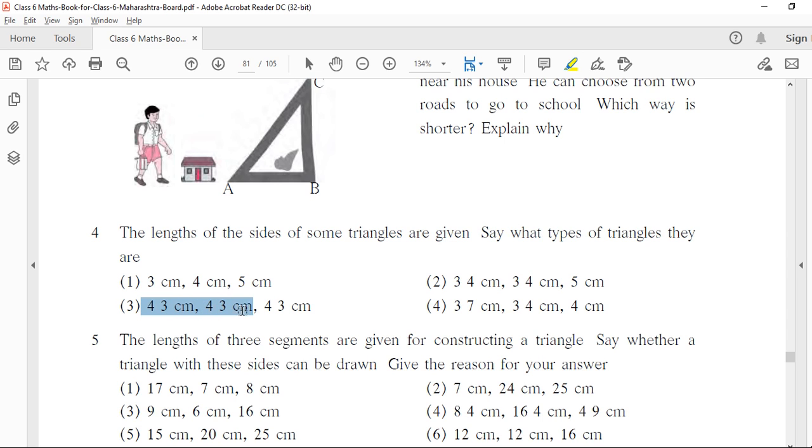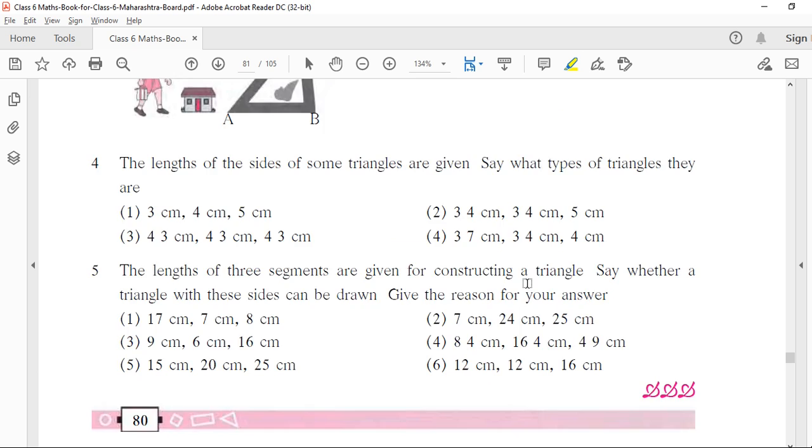Now over here is 4.3, 4.3, 4.3. All sides are congruent, so this is an equilateral triangle. Now over here is 3.7, 3.4 and 4. All sides are different, so this is also a scalene triangle. So you need to mention, since all sides are equal, this is an equilateral triangle. Since all sides are different, this is a scalene triangle. Since two sides are equal, this is an isosceles triangle.